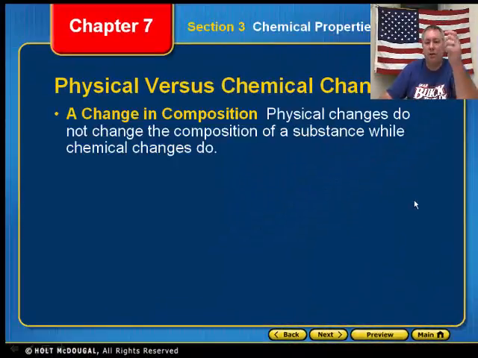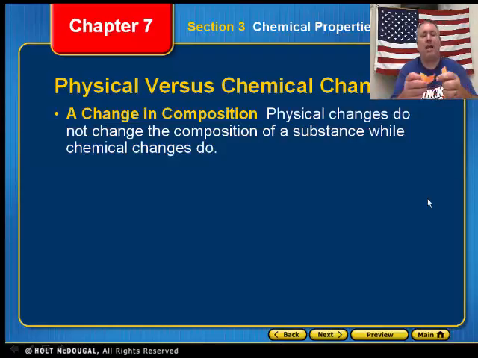Now, physical and chemical changes, the difference between these two. Physical changes do not change the composition of a substance, but chemical changes do. So when I took this piece of paper and I ripped it in half, okay, that piece of paper did not change. It is still paper. That is a physical change. So when I rip this in half, it is still paper.